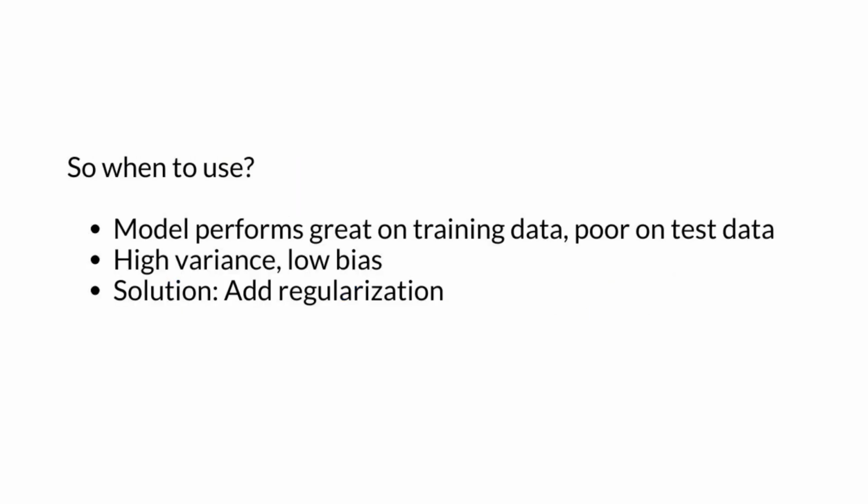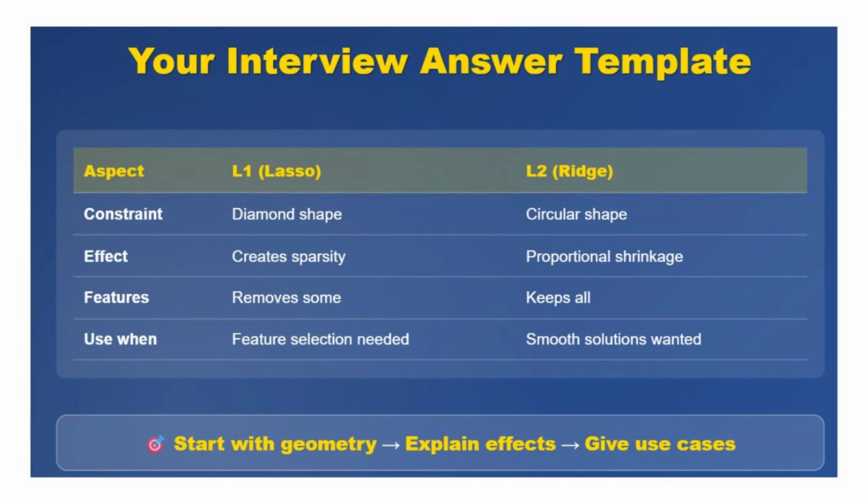To sum up everything we've talked about, during your interview, you can start off with the geometry part where L1 has the diamond shape, which has sharp corners at the axis. Your model tries to find the best solution while staying within the diamond. It often gets stuck at these corners. Being at the corner means one of your parameters becomes exactly 0. This is why L1 regularization does feature selection, so we can use it when feature selection is needed, while L2 is the circle that's smooth, has no sharp edges, and it proportionally shrinks the features while reducing the weights.